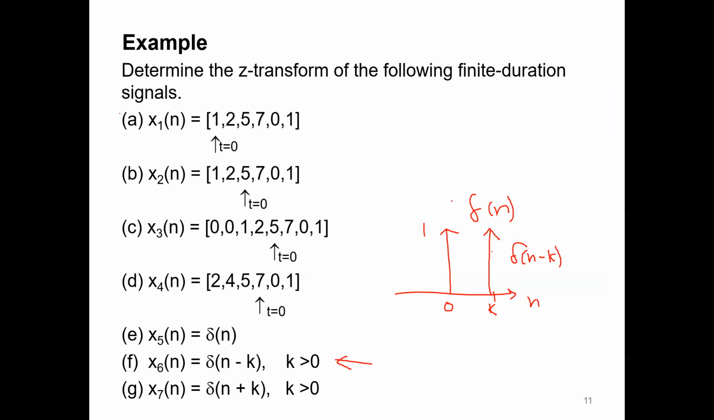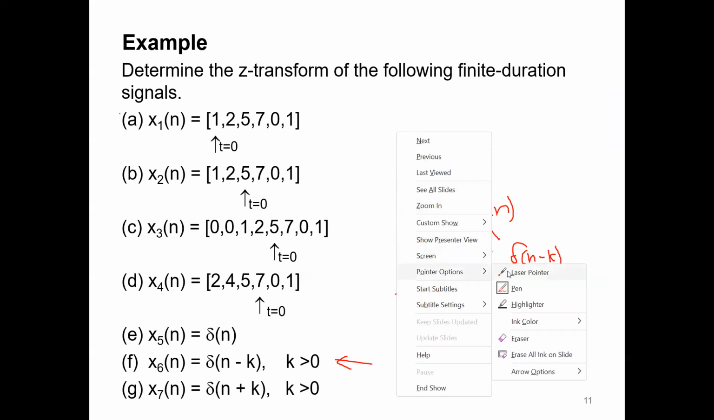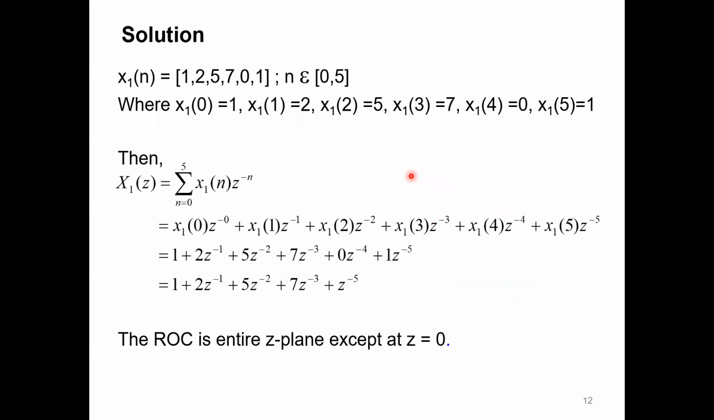So you are asked to calculate the Z transforms of the functions. So take the first one. Please write it down. X1 is this set of samples. First sample 1, then 2, 5, 7, 0, 1. N is the time index. It goes from 0 to 5. This is 0, this is 5.